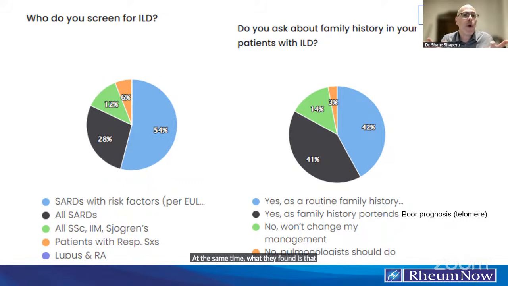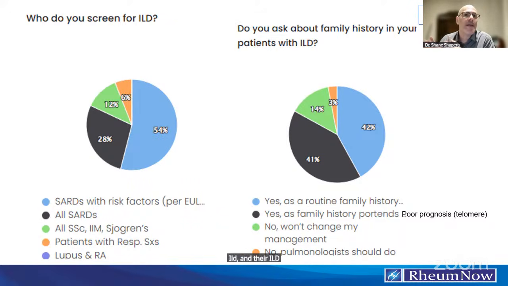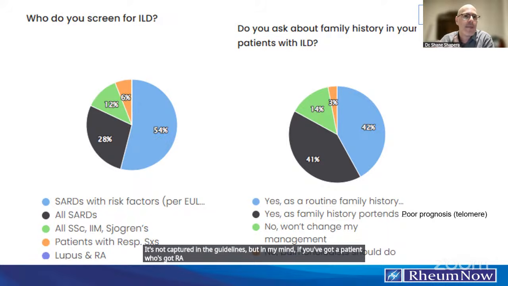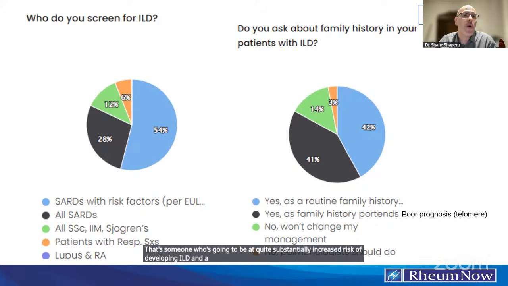At the same time, what they found is that patients with RA who had the MUC5B mutation were more likely to get ILD, and their ILD was more likely to be in a UIP pattern. So we know that MUC5B is a risk factor for both IPF and RA. It's not captured in the guidelines, but in my mind, if you've got a patient who's got RA, but their father had IPF, that's someone who is going to be at quite substantially increased risk of developing ILD in a UIP pattern, and you want to find that early in their disease course.